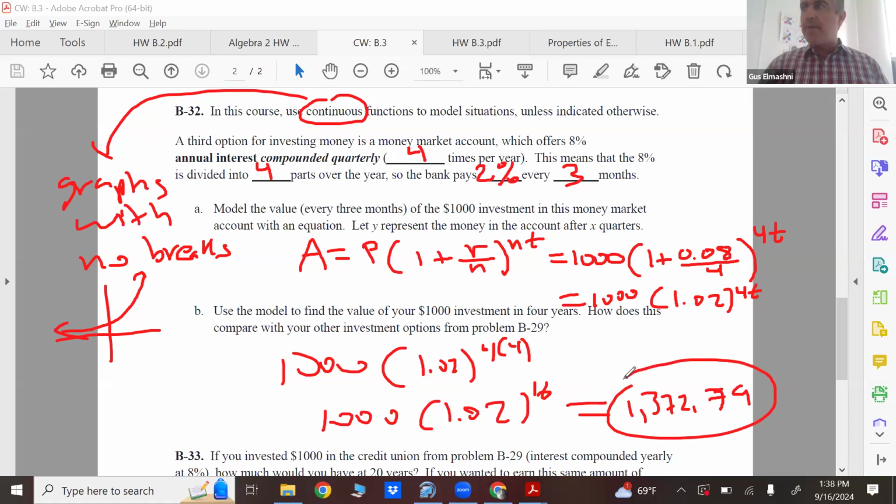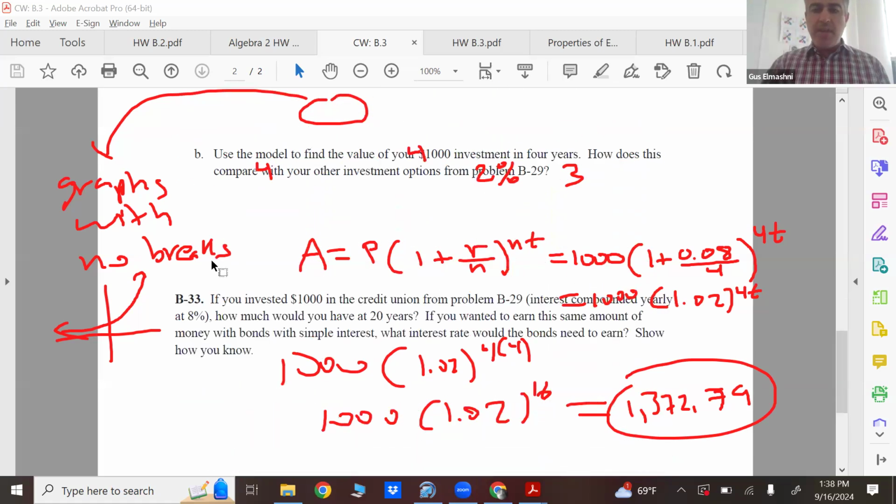So you get about $1,372.79. So just an extra $6 more. So there's going to be eventually a moment where you can only compound so much and you get to a certain amount and it reaches a saturation point, where there's some limit after a while. But yeah, that's what we're doing there.